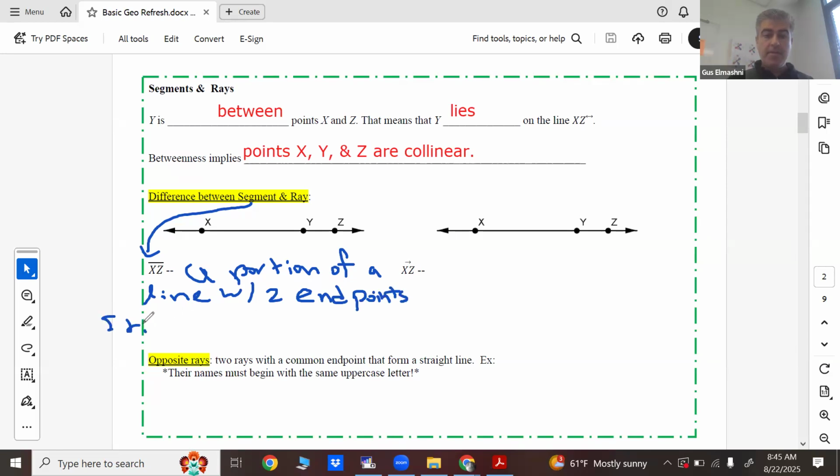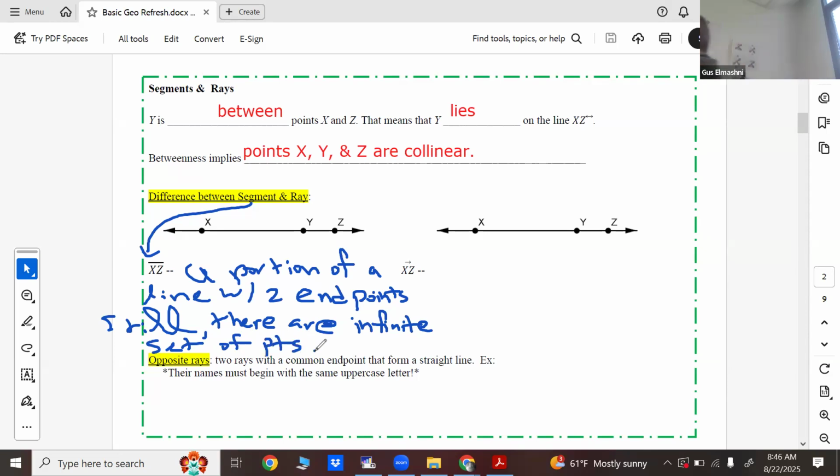Still, there are infinite points. I think I'm going to use a text box to write the next one. And I'm going to try using my iPad eventually because the stylus there is much better. I can use my mouse. So let's kind of pause a little bit here.